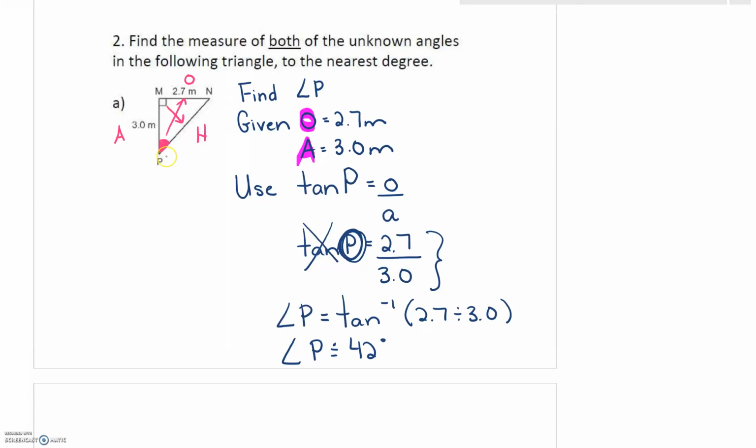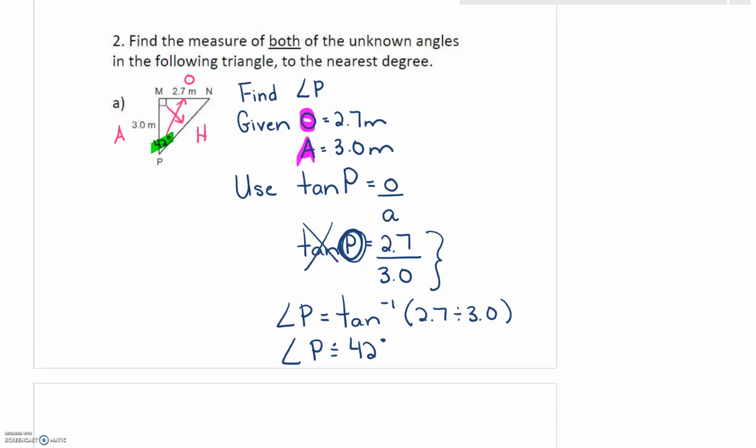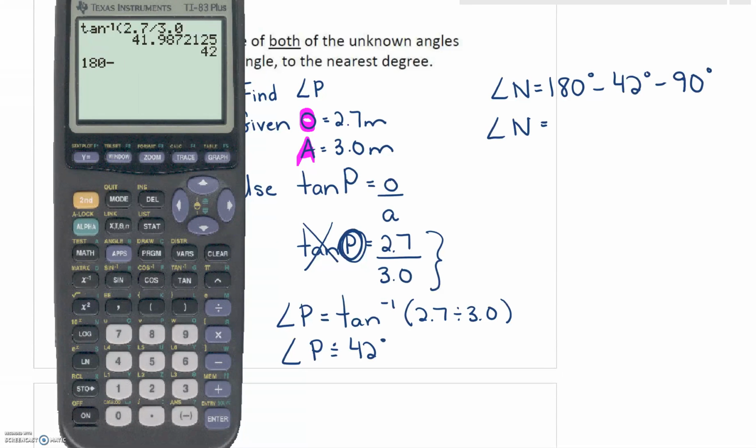Okay, so I'm going to go ahead and put 42 degrees on the inside. It's a little bit hard to do because it's so small. And I'm going to highlight it in green just to show you that I found that. To find the other angle, you don't need to do that. All you need to do to find angle N is know that inside a triangle, there's a sum of 180 degrees. So if you subtract the 42 degrees that you just found and the 90 degrees that you just found, you end up with 48 degrees.